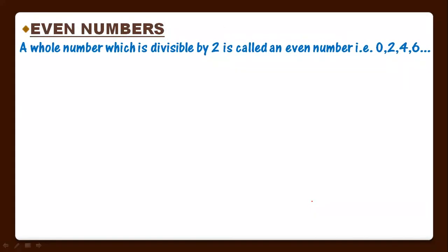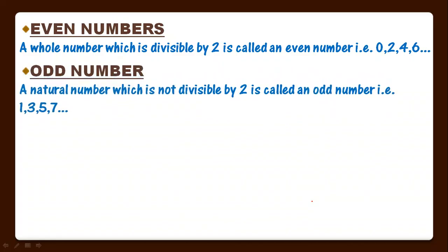Then comes even numbers. Very easy. A whole number which is divisible by 2. Whole number means 0 से start अगर हम करें, जो totally divide कर दे 2 से खुद को, that are called even numbers. 0, 2, 4, 6 or any multiple of 2. Then comes odd number. A natural number which is not divisible by 2. They are called odd numbers. Example 1, 3, 5, 7 and so on.